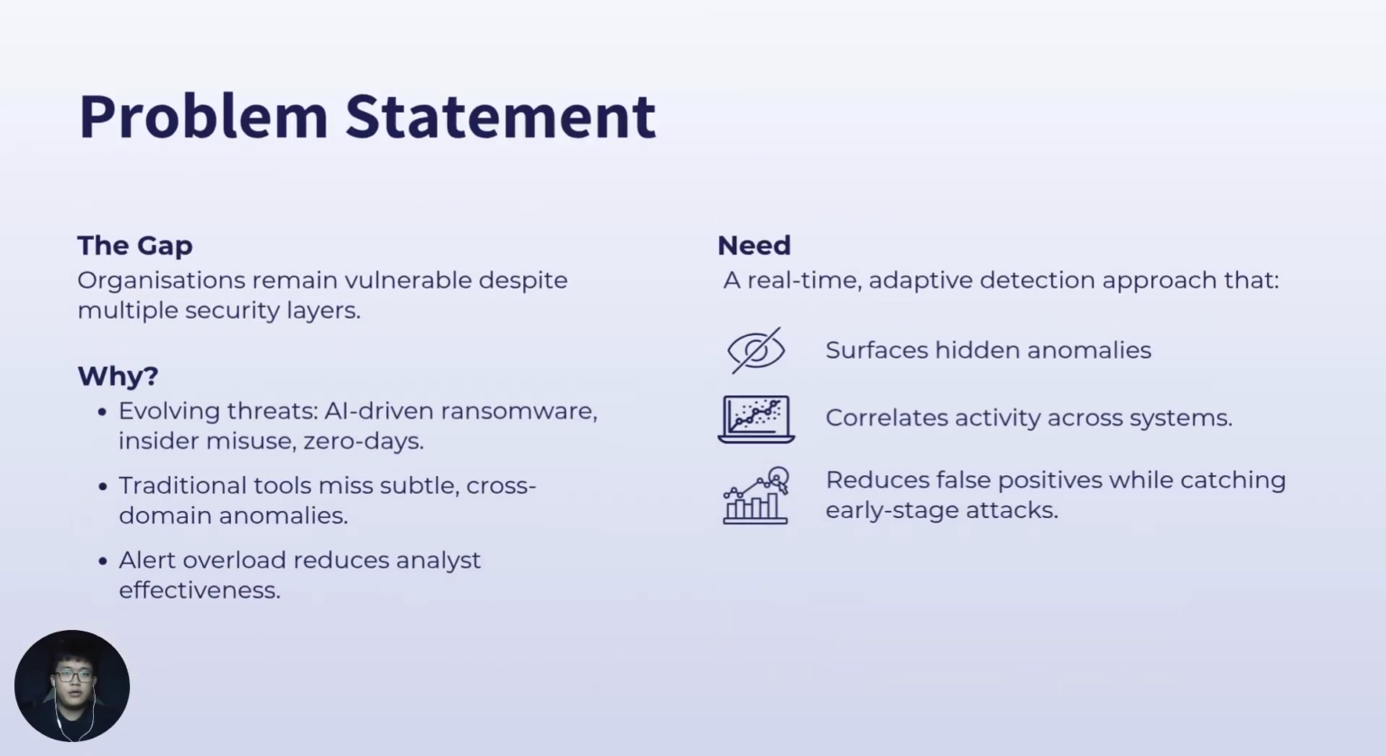Despite layered security, organizations remain vulnerable. That's because threats are evolving. Traditional tools miss cross-domain anomalies, and analysts face too many alerts. We need real-time, adaptive detection that surfaces hidden anomalies, correlates activities across systems, and reduces false positives.